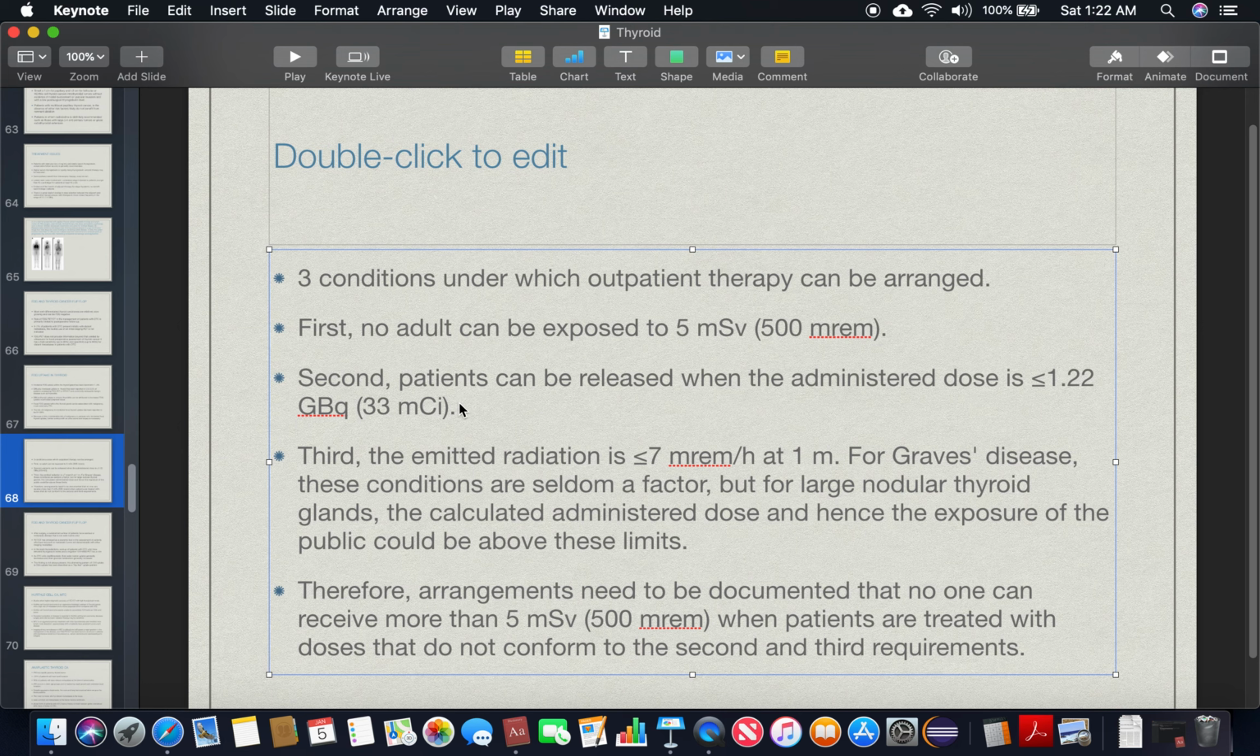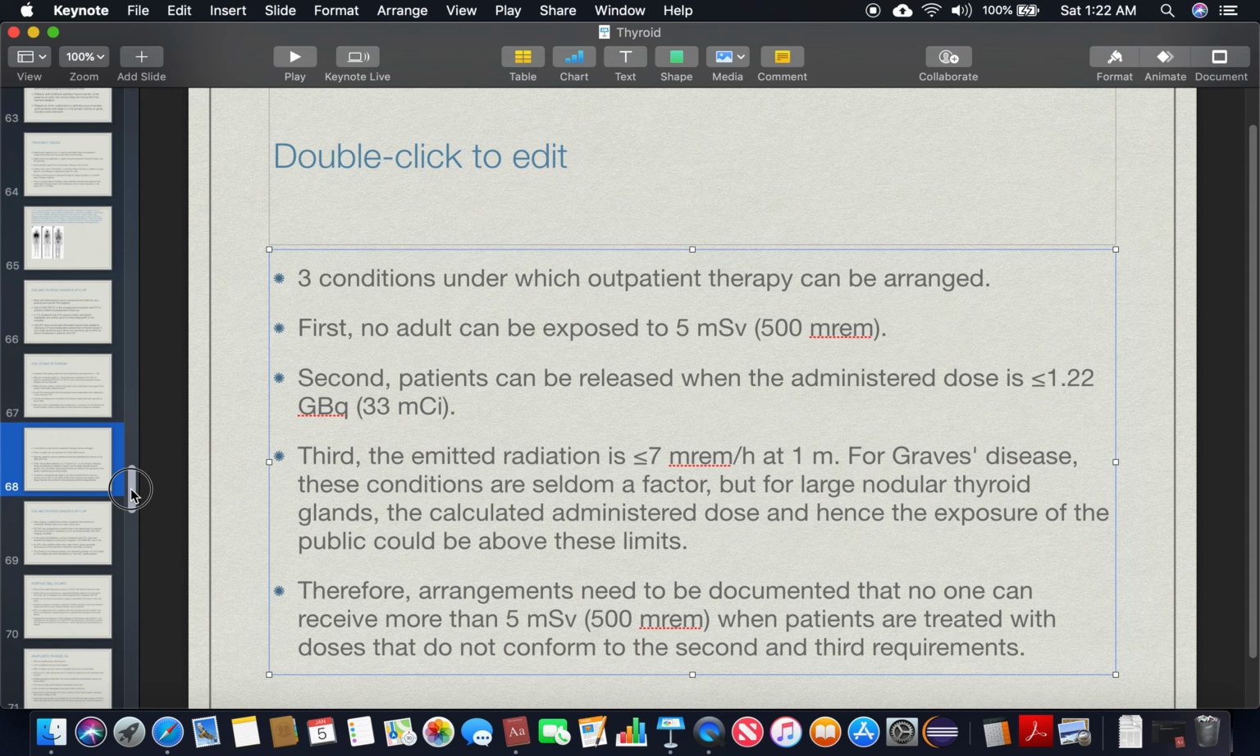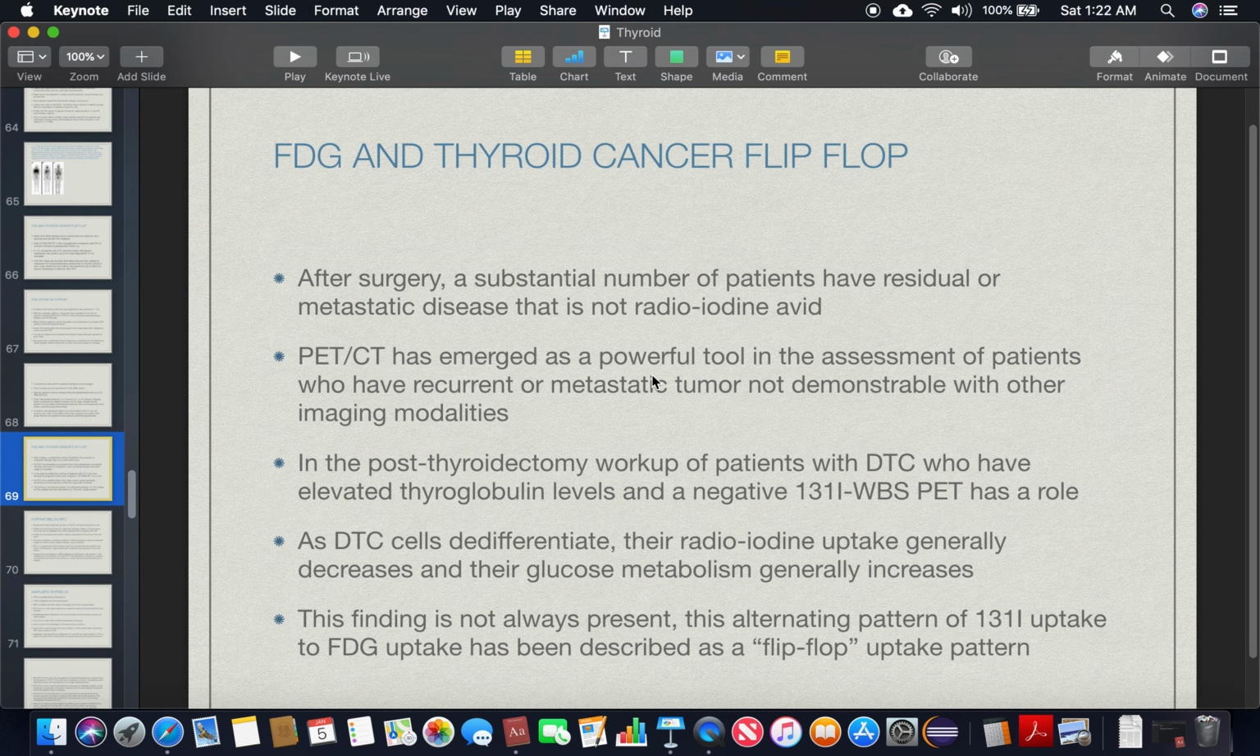So only patients who get this therapy, whether they are hyperthyroid, i.e. thyrotoxicosis, or for remnant ablation. If you're going to use this dose, you can use this dose for outpatient therapy. And if the emitted radiation is less than or equal to 7 millirem per hour at 1 meter, you can use the outpatient treatment for these patients.